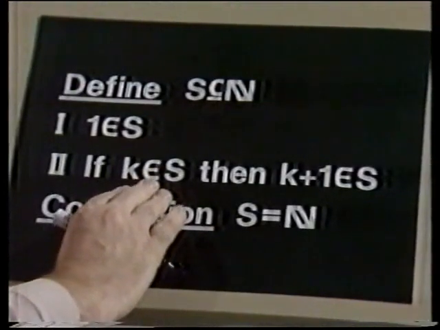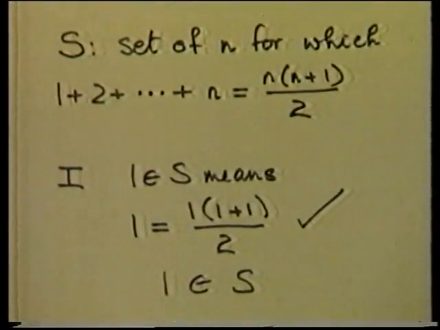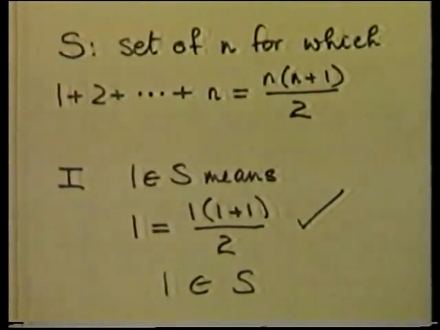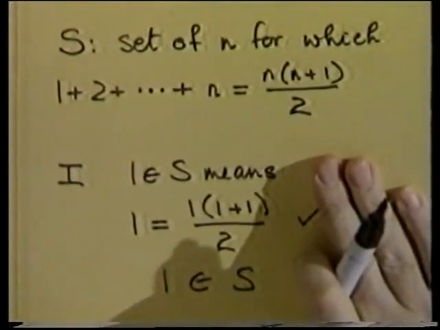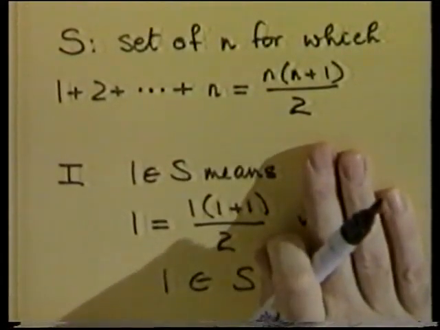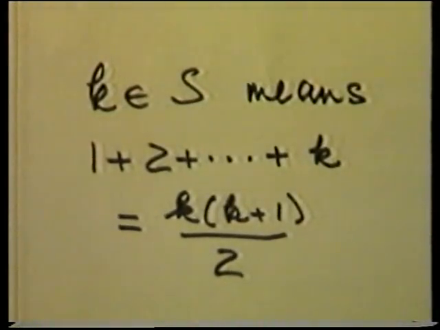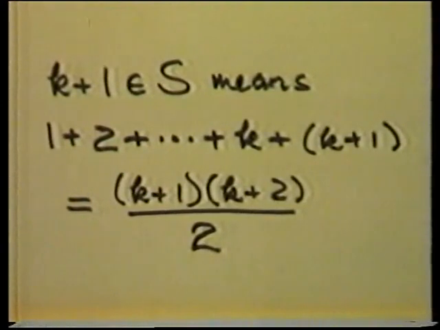Now for the second step, we need to show that if k belongs to S, then k plus 1 belongs to S. So as a start, let's see what k belongs to S and k plus 1 belongs to S mean. Now k belongs to S means that the statement is true for n equal to k. So replacing n by k, we see that k belongs to S means that 1 plus 2 and so on up to k is equal to k times k plus 1 over 2. In the same way, replacing n by k plus 1, we see that k plus 1 belongs to S means this.